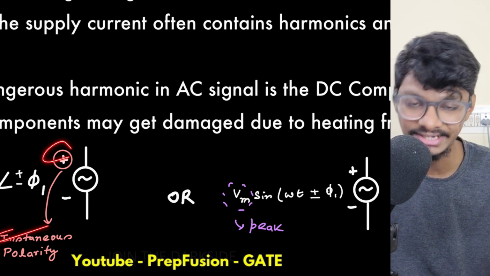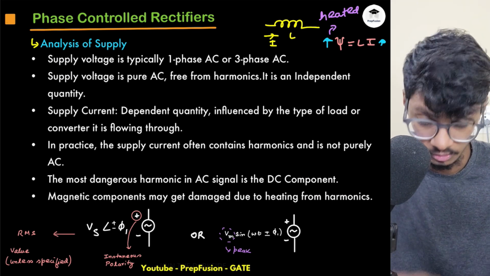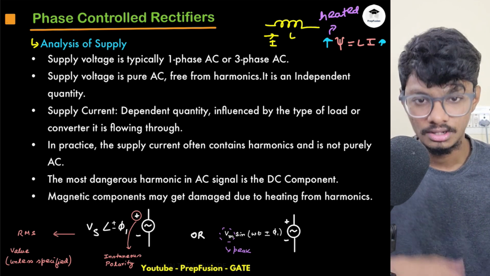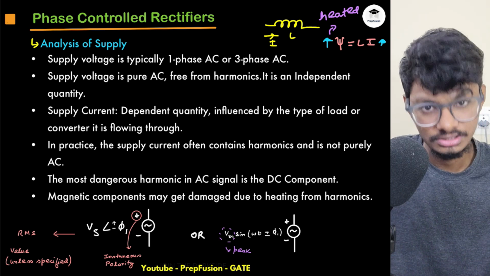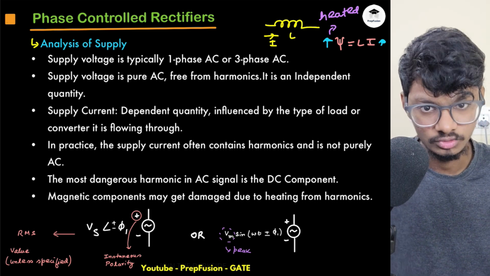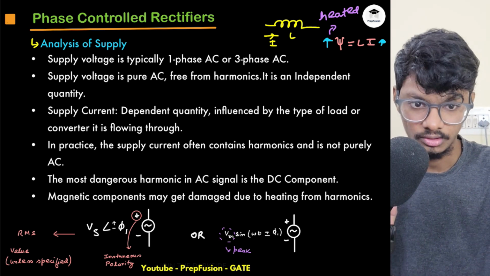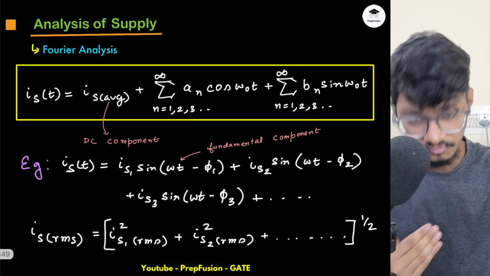So this is just the instantaneous polarity of the source. This is the notation that we use for explaining the source, for writing the source. Okay, this is the notation that we use. Now let's come to the Fourier analysis.